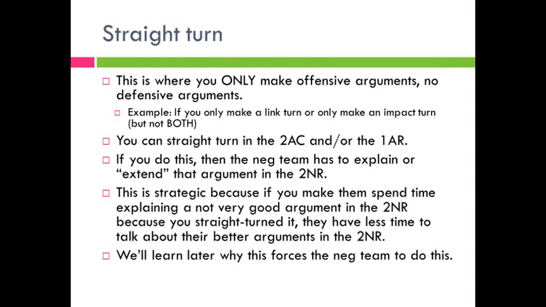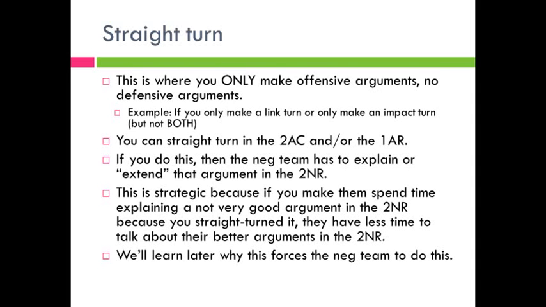So for example, if you only make a link turn, or you only make an impact turn, but you don't do both, okay? So in the 1AR, if all you extend is a link turn, then you straight turn the DA. If in the 2AC you only extend an impact turn, then that's considered a straight turn. So you can straight turn in either the 2AC or the 1AR, or both. If you straight turn in the 2AC, obviously you'll extend the straight turn to the 1AR.